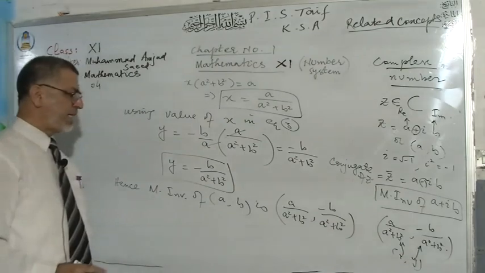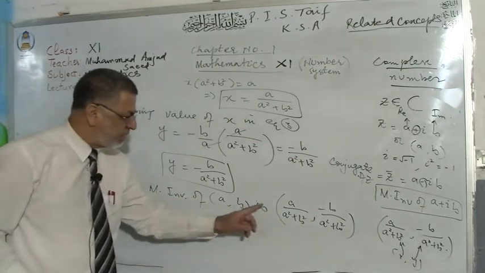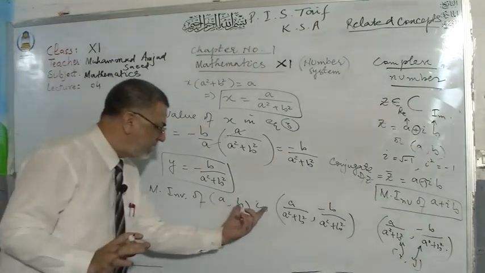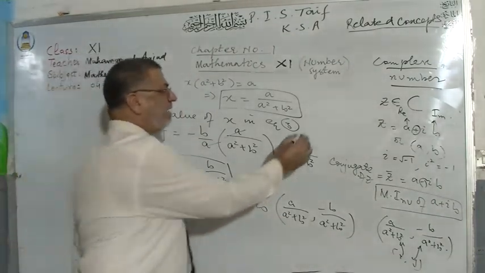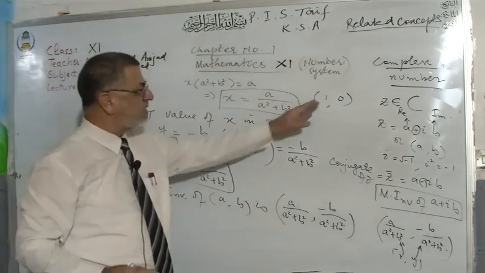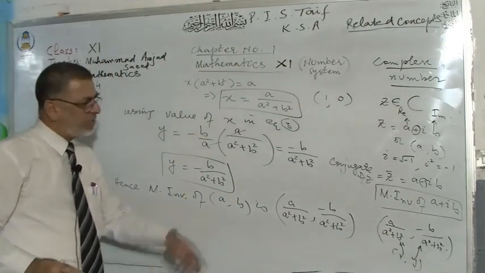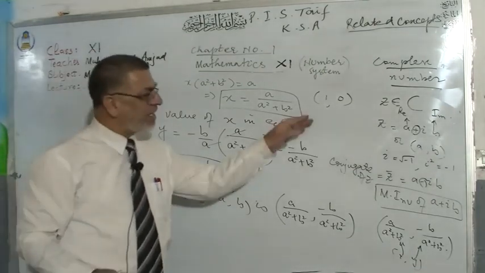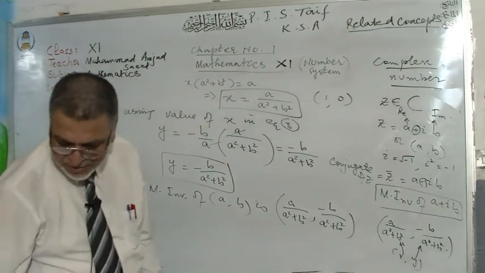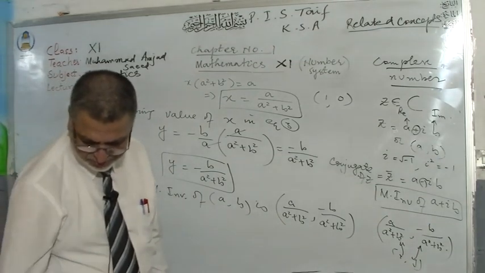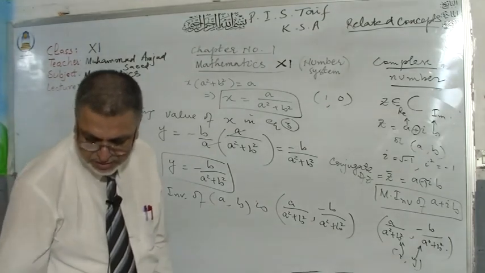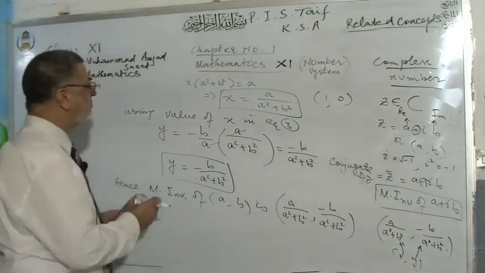If you want to check whether they are multiplicative inverses of each other, dear students, multiply them and you will get the multiplicative identity (1, 0). You will get this answer. This is the confirmation. This is checking of your answer. I hope that you understood. After this, we are going to start our exercise 1.2.